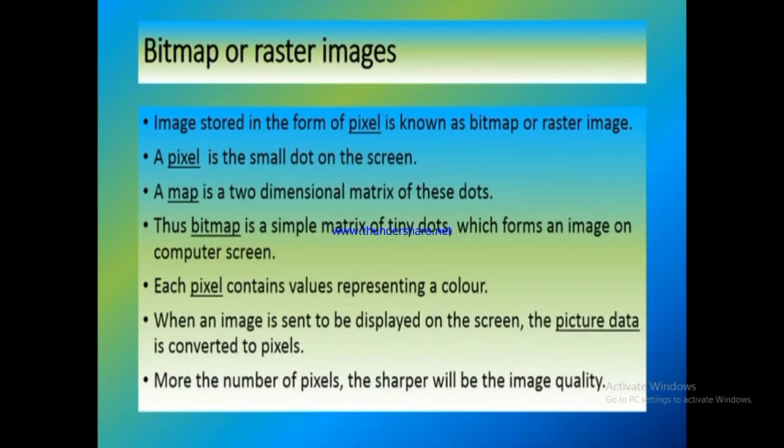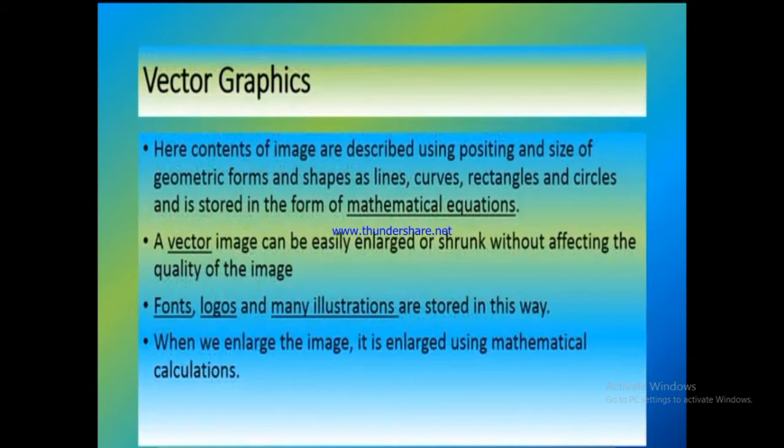Each pixel contains values representing the colors. When an image is sent to be displayed on the screen, the picture data is converted to pixels. For example, .gif, .jpeg, .png, .tiff, .bmp, .psd, etc.